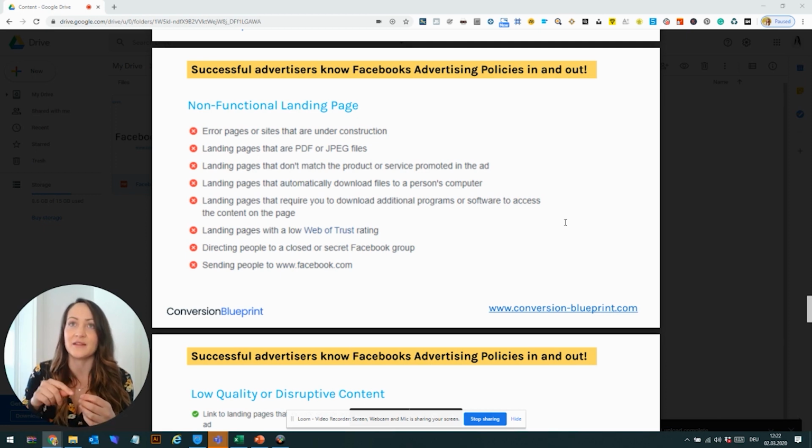You can actually implement the download within lead ads if you set them up, but make sure that if you offer the lead magnet on a landing page, and there are reasons for that, you don't initiate the download right away. Then the landing page must not require you to download an additional program or software to access the content of the page. Then also a landing page with a low web trust rating is against Facebook's ad policy, and most likely your ad will not be approved. Another thing is you're not allowed to direct people to a closed or secret Facebook group, or to send people to facebook.com. These are all classified as non-functional landing pages, and you need to avoid that.